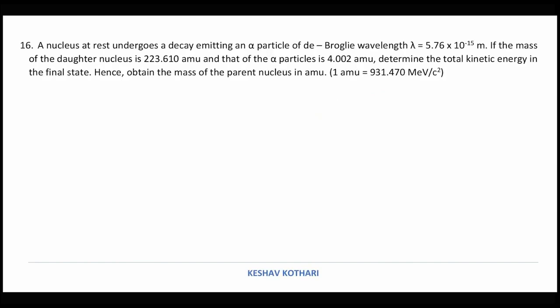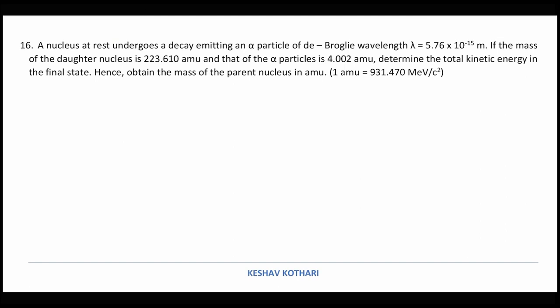A nucleus at rest undergoes a decay emitting an alpha particle of de Broglie wavelength 5.76 × 10^-15 meter. If the mass of the daughter nucleus is 223.610 AMU and that of the alpha particle is 4.002 AMU, determine the total kinetic energy in the final state. Hence, obtain the mass of the parent nucleus in AMU.